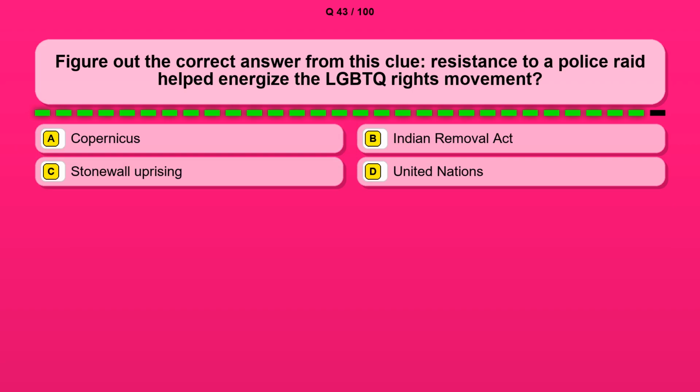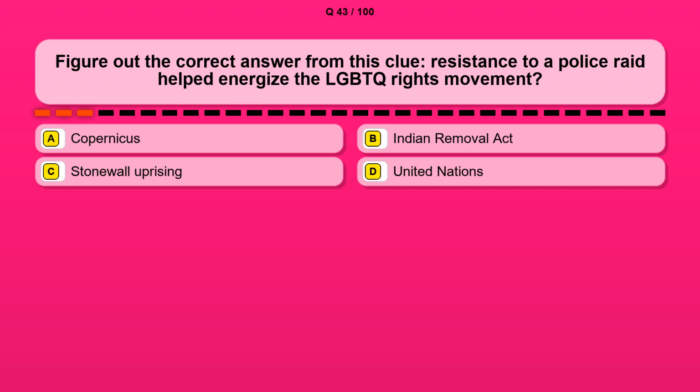Question 43. Figure out the correct answer from this clue. Resistance to a police raid helped energize the LGBTQ rights movement. Option A, Copernicus. Option B, Indian Removal Act. Option C, Stonewall Uprising. Option D, United Nations.